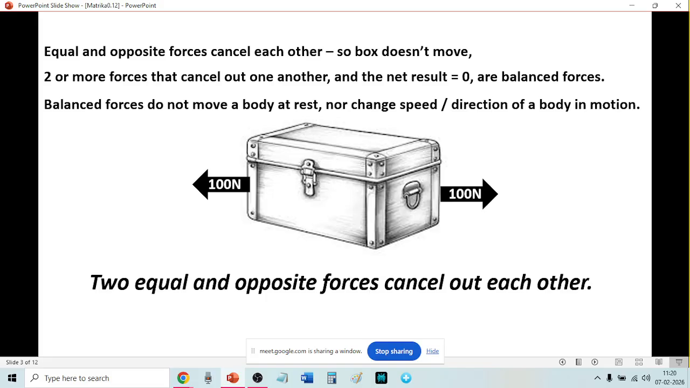So 2 or more forces cancel out each other and the net result is 0. So equal and opposite forces cancel out each other, total effect 0.